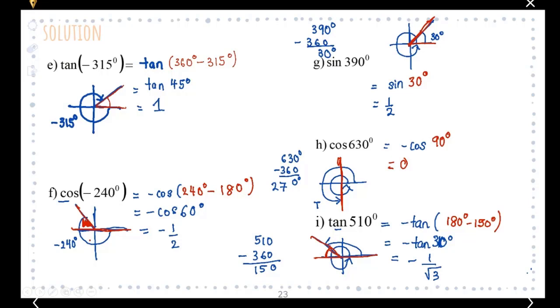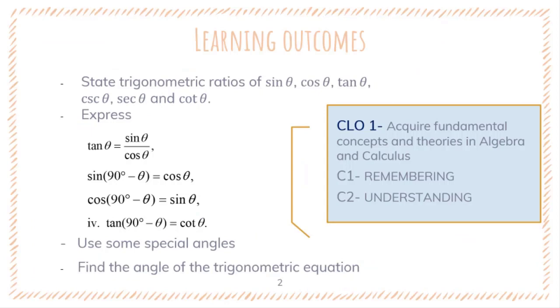So this is how we find the angle. You have to consider the quadrant and the sign before you write your answer. Very important, you also need to find your reference angle. That's all for today. I hope you have achieved our learning outcome, which is to use some special angles.